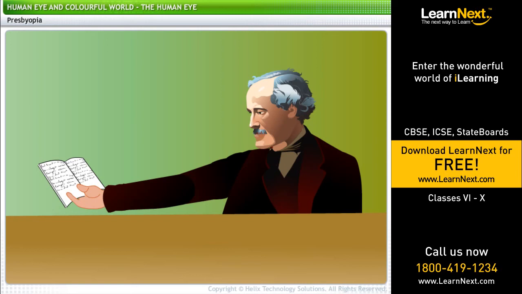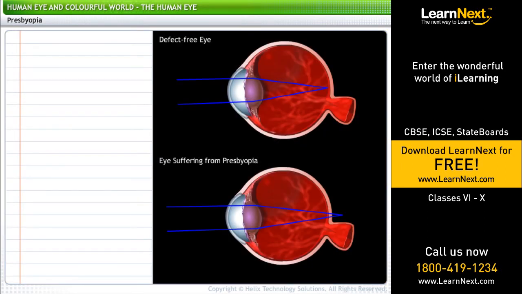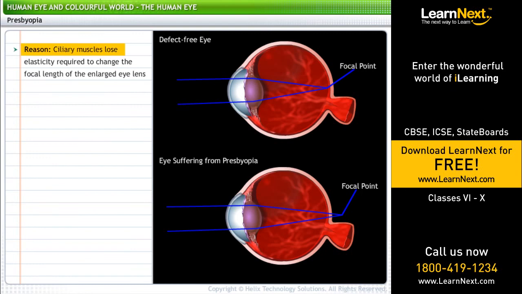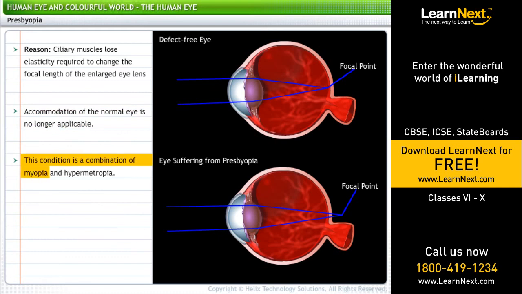Presbyopia is a condition in which the crystalline lens of an eye loses its flexibility. Persons suffering from presbyopia are unable to read or see clearly, even at the least distance of distinct vision, which is 25 centimeter. Presbyopia occurs in old age, when the ciliary muscles lose the elasticity required to change the focus of an enlarged eye lens. Loss of flexibility makes it difficult for the eye to focus properly. That is, the accommodation of the normal eye is no longer applicable. This condition is a combination of myopia and hypermetropia.